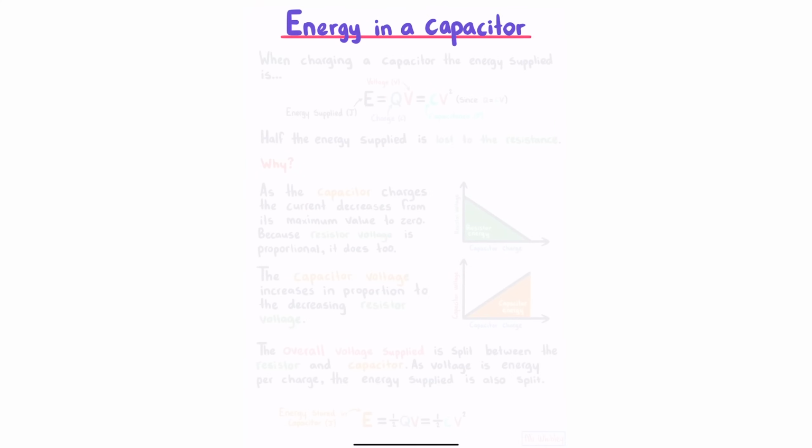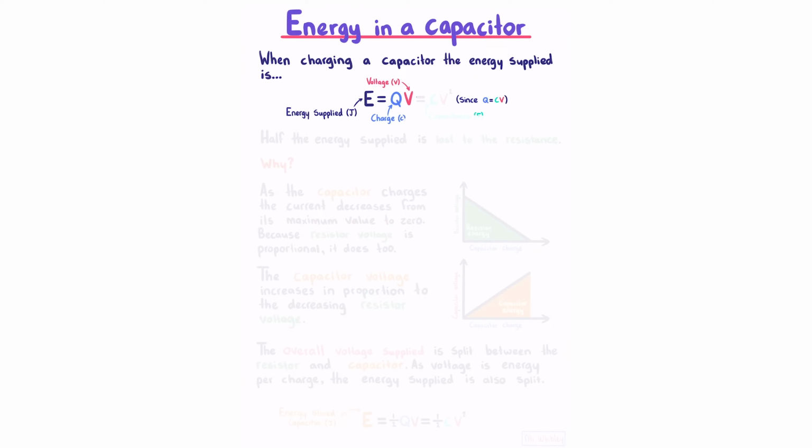Energy in a capacitor. When charging a capacitor, the energy supplied is equal to the charge times the voltage, which since charge is C times V, we can also write as CV squared. Half the energy supplied is lost to the resistance, which is a fact that might seem initially surprising. So why is that the case?